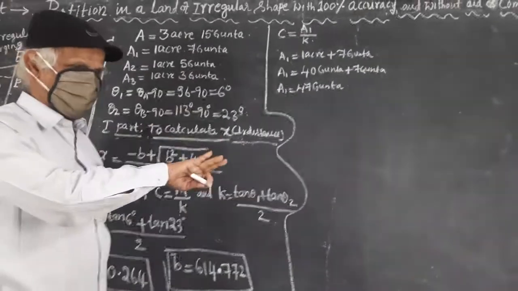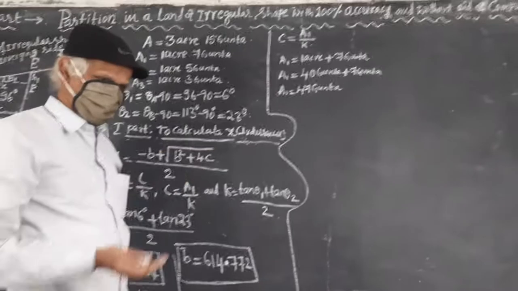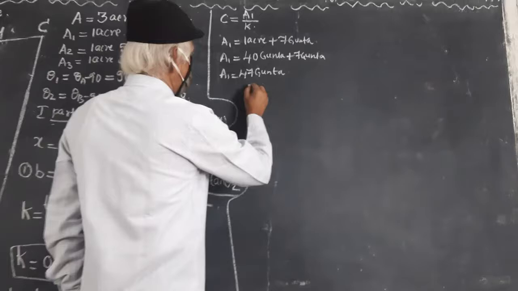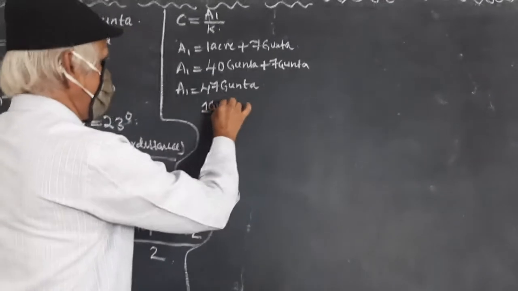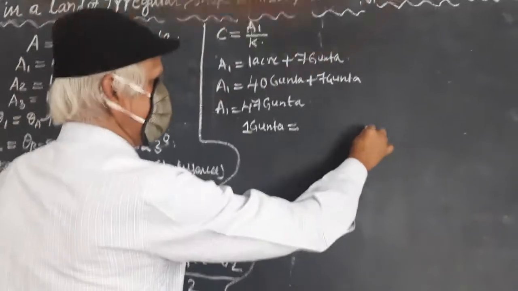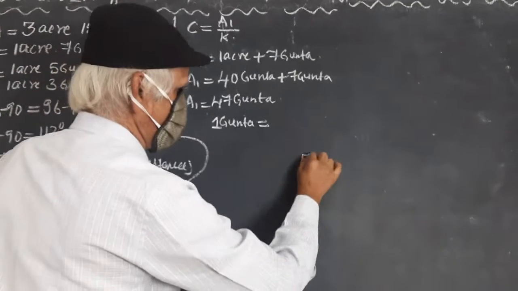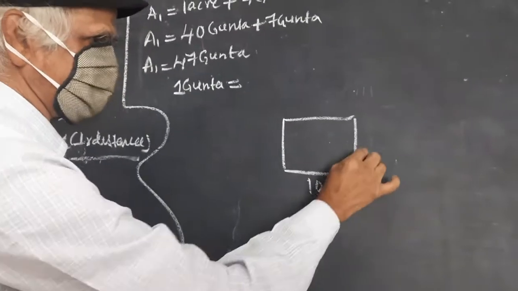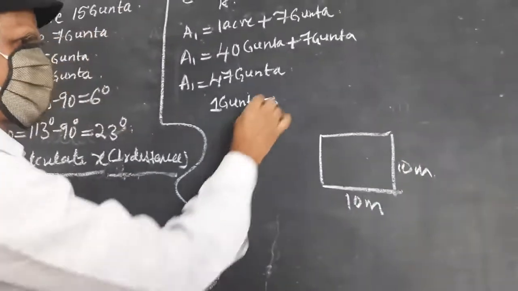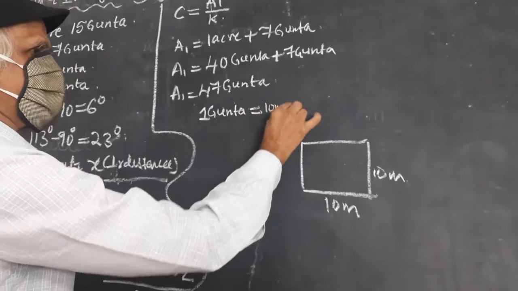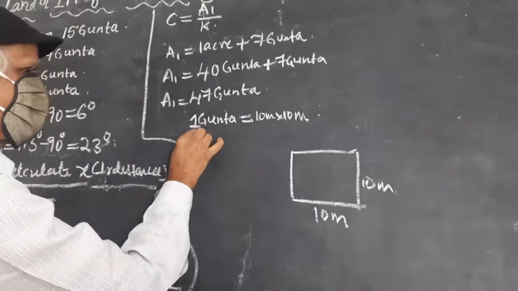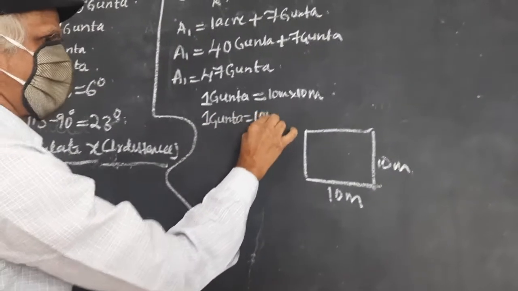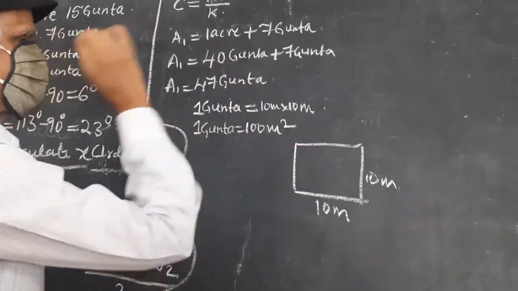So let us express the gunta in square meter, that is the SI system. 1 gunta is an area of a square of side 10 meter. So 1 gunta is equal to 10 meter into 10 meter, that is 1 gunta is equal to 100 square meter.